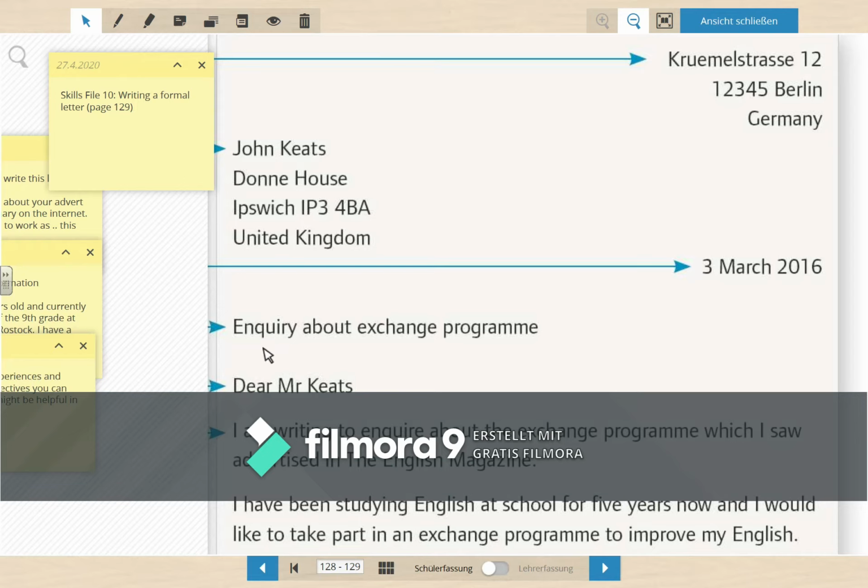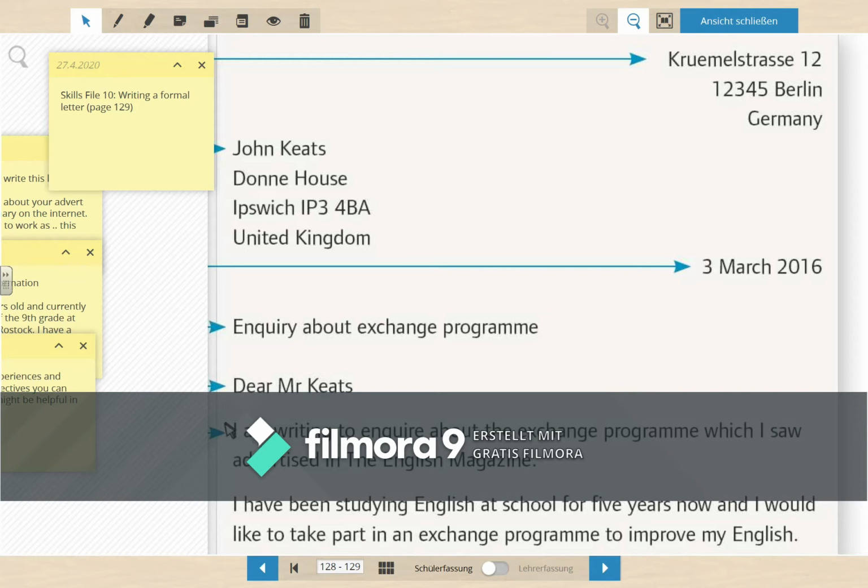Continue on the left hand side, leave out 2 or 3 lines again, and then there's the actual address of the person that you're writing to. You start with Dear, Mr. or Mrs. or Miss. Keats is the name. You maybe have another name, of course, and after Mr., Mrs. or Miss there's no point, and also after the name there's no comma, so you don't have any punctuation in the address here. Leave out 1 line, and then the actual text starts.